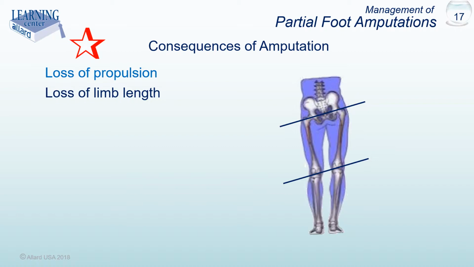In addition to loss of propulsion secondary to partial foot amputation, there is also an equally predictable loss of limb length as measured from fibular head to floor. The next few slides will show the anticipated loss of limb length associated with each level of amputation.